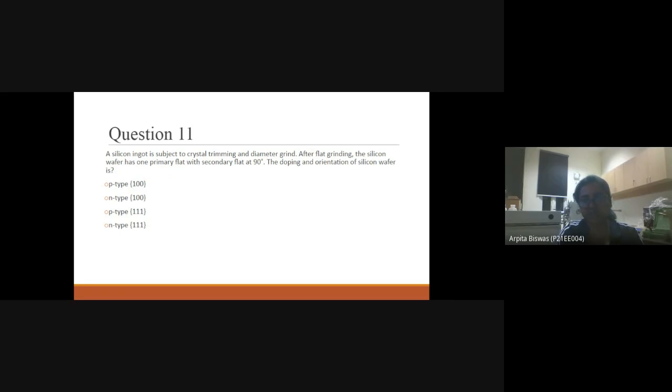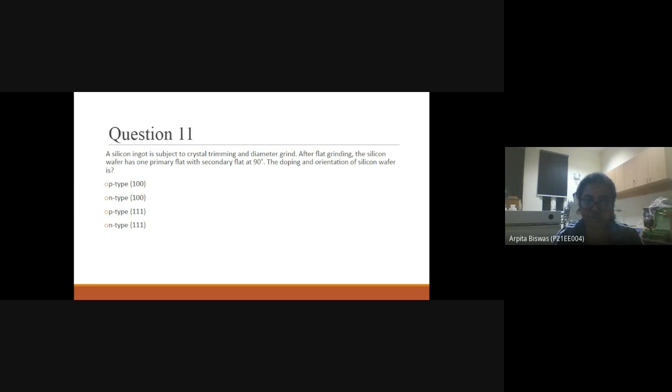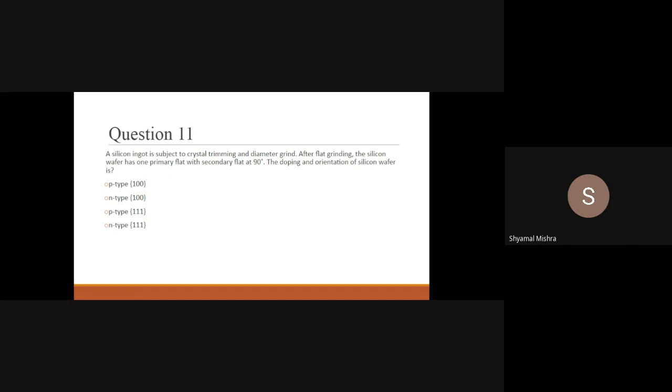Basically, here it is telling about the angle between the primary cut and the secondary cut. If the angle between the primary cut and the secondary cut is 90 degrees, then what type of silicon wafer is it? P type 100, N type 100, P type 111, or N type 111.